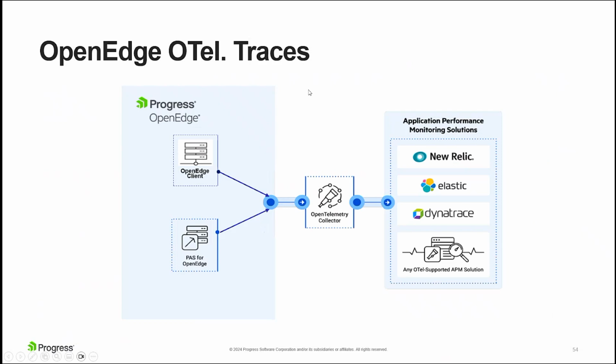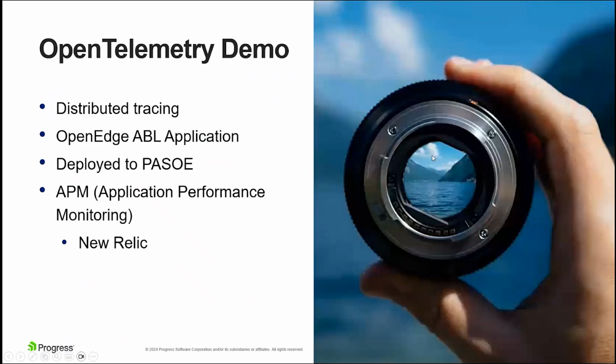So here is a quick overview of how the OpenTelemetry Collector can gather data from both ABL and PASOE clients, such that OTel-compatible platforms like APM platforms can show all the data in a visual format. So it is time for a demo. In this demo, I'll walk through a distributed tracing approach using New Relic as the monitoring platform. I'll also show multiple ABL clients sending requests to the PASOE server, and behind the scenes, OpenTelemetry is tracing these requests, and everything can be visually seen in the New Relic platform.